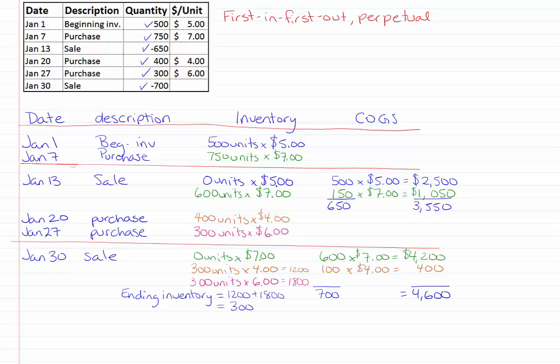If we were trying to find out the total cost of goods sold for the month, we would take our cost of goods sold from our sale on the 13th of January, and we would add it to the cost of goods sold from the sale on January 30th. So our total cost of goods sold for January is $8,150. That's the number that would show up on your income statement.